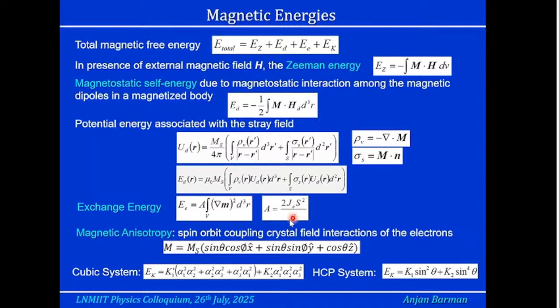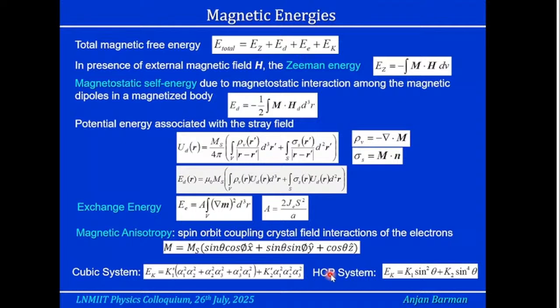Where A is the lattice constant, J is the exchange parameter, and S is the spin. And magnetic anisotropy is related to the spin-orbit coupling or the crystal field interaction of the electrons. For different symmetries, like cubic system or hexagonal system, you have different expressions for that.